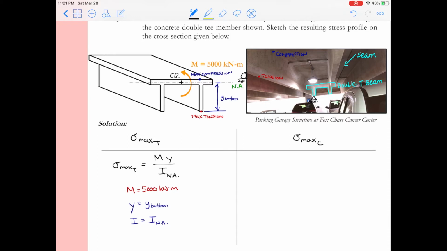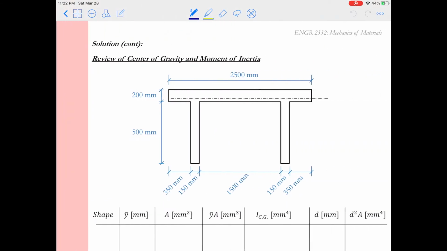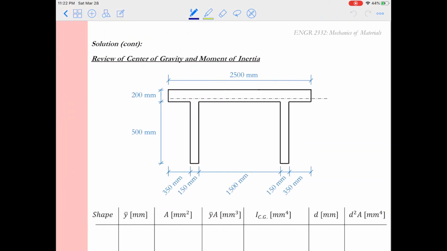And we can repeat these calculations for compression, and we'll see that they're basically the same, with the exception that since the max compression happens on the top, y is going to be the distance from the neutral axis to the top, y top. In order to calculate the bending stresses, we need to know the location of the neutral axis, which means we have to find the center of gravity for this cross-section.